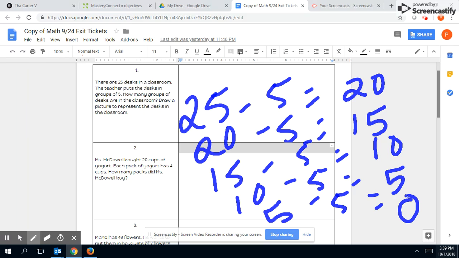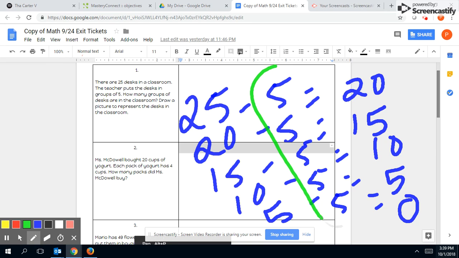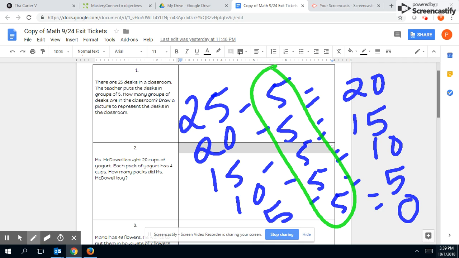Once you reach 0, then it's time for you to go ahead and stop to see how many groups of 5 you have. You would then show your student that you would count the numbers in the middle. I have 1, 2, 3, 4, 5 groups of 5. Therefore, 25 divided by 5 equals 5. This is another great strategy to show your students.